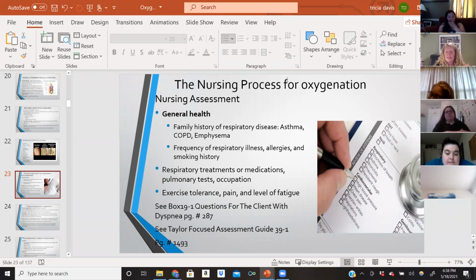Have they had any pulmonary tests? Usually we don't just order pulmonary tests for any reason. So if they've had pulmonary tests in the past, it's going to be an indicator that they've had some kind of pulmonary issue. Patients sometimes forget about things until you remind them. So they might be like, oh yeah, a couple years back, I did have a really bad pneumonia and I had to have this pulmonary function test. So sometimes it jogs their memory.